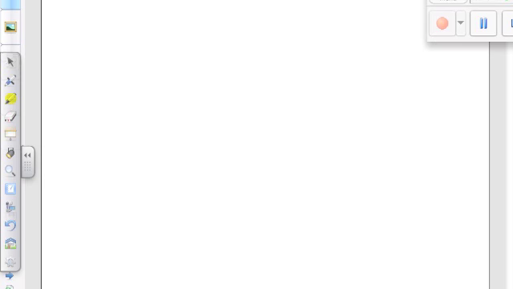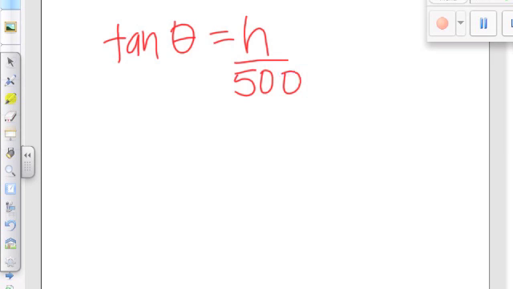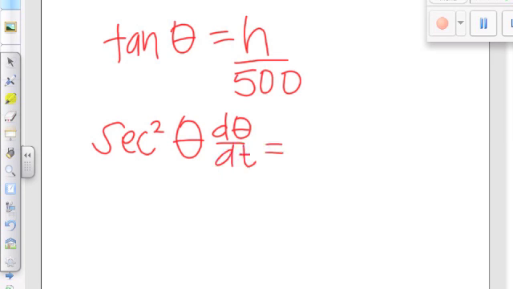So right here, I know tangent of theta is equal to h over 500. So if I were to take this derivative, what's the derivative of tangent? Okay, so secant squared theta. Since I took the derivative with respect to theta, I need to put in d theta dt. What's the derivative of h over 500? Well, it should be 1 over 500 and then dh dt. Right?